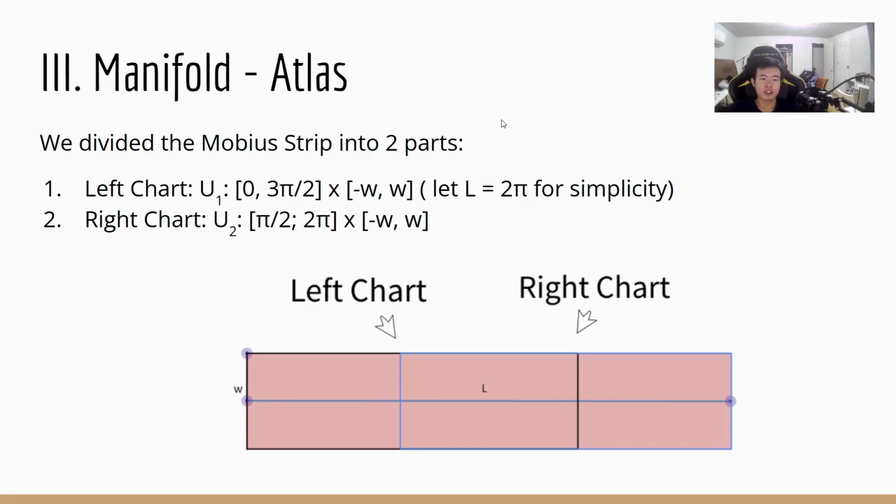So here are the charts of the Mobius strip. I divided it into the left chart U1 and the right chart U2. For U1, I defined it to go from 0 to 3 pi over 2, and the right chart goes from pi over 2 to 2 pi. If you notice, there is a middle part, which is the overlap between the two sections, and the union of both charts U1 and U2 would be the topological space M itself.